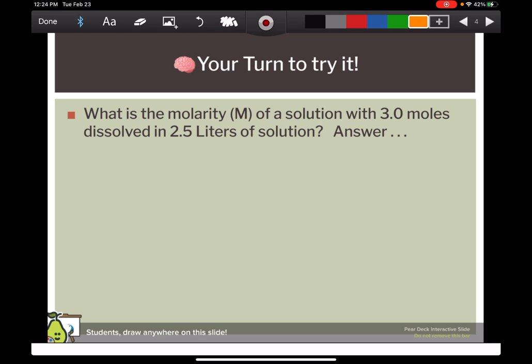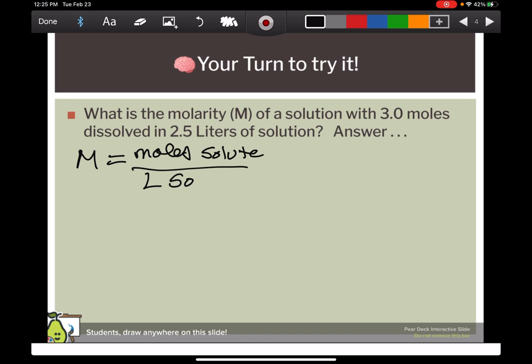All right, I'm going to solve it, so I hope you tried it yourself. As always, the first thing I'm going to do is write out my molarity formula or equation. Big M, which stands for molarity, equals moles of solute over liters of solution. Always write that out and then substitute in what your givens were.